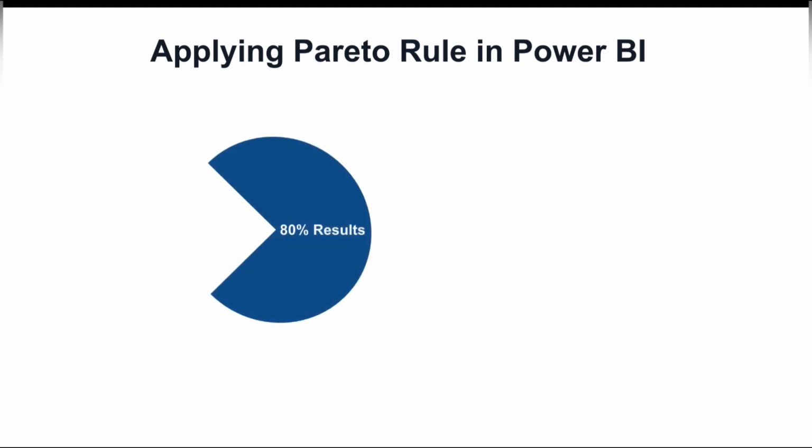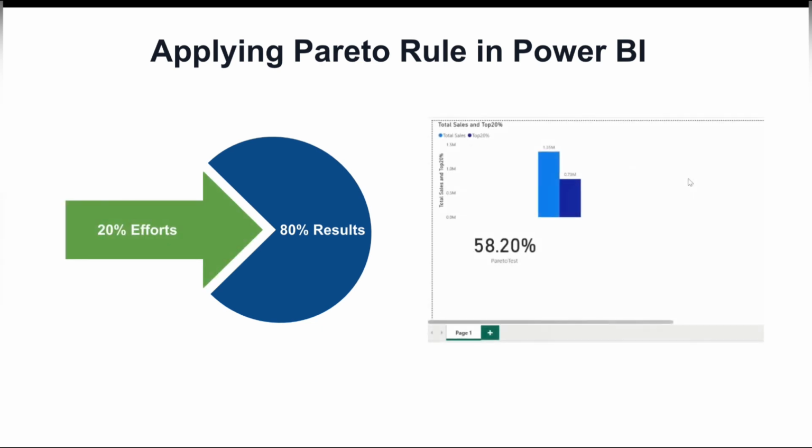Today we will be applying the Pareto rule in Power BI. The Pareto principle is known as the 80-20 rule. It is a theory maintaining that 80% of the output of a given situation or system is determined by 20% of the input. A practical example of the Pareto principle would be 80% of your sales come from 20% of your clients.